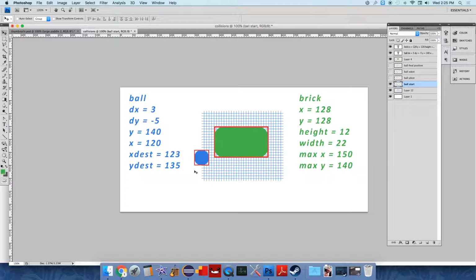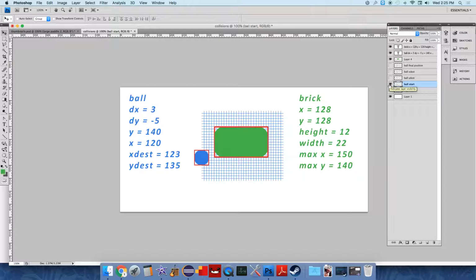So here's the situation. We have this ball that's careening with a dx of 3, so it's moving in the right-handed direction, and a dy of -5, so it's going up. We know from this starting position that it moves 3 pixels over to the right, it's going to collide, and if it moves 5 pixels up, it's going to be somewhere in this range, so it will have collided with the brick object. So let's take a look at that.